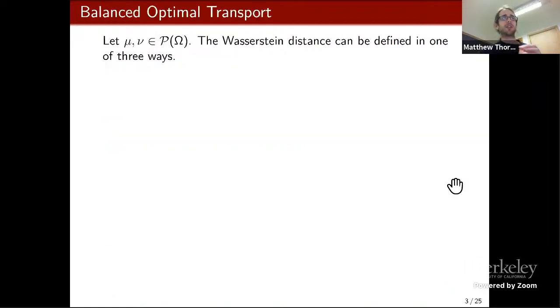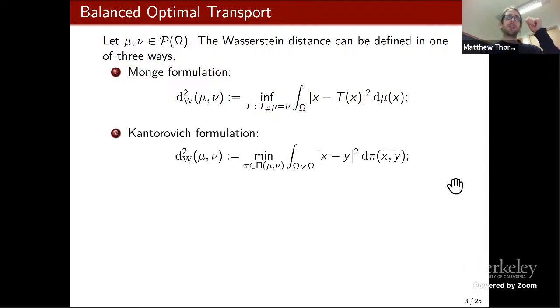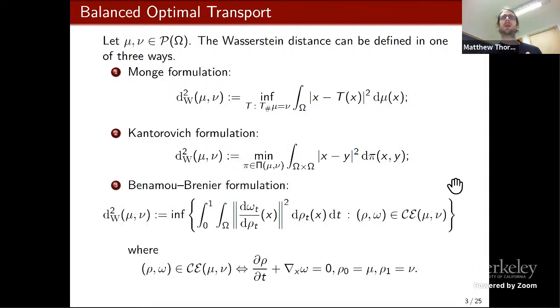Okay, so I'll start off with some notation, talking about the usual Wasserstein distance. Of course, we probably all know that there are three different ways to define the Wasserstein distance. Let's start with the Monge formulation, where we look for optimal transport maps. We have the Kantorovich formulation, where we look for optimal transport plans. And finally, we have the Benamou-Brenier formulation, where we're looking at minimizing the kinetic energy of a fluid. I'll be fairly relaxed about the assumptions, but under fairly reasonable assumptions, all these three formulations are equivalent, so I can go between them as I like.